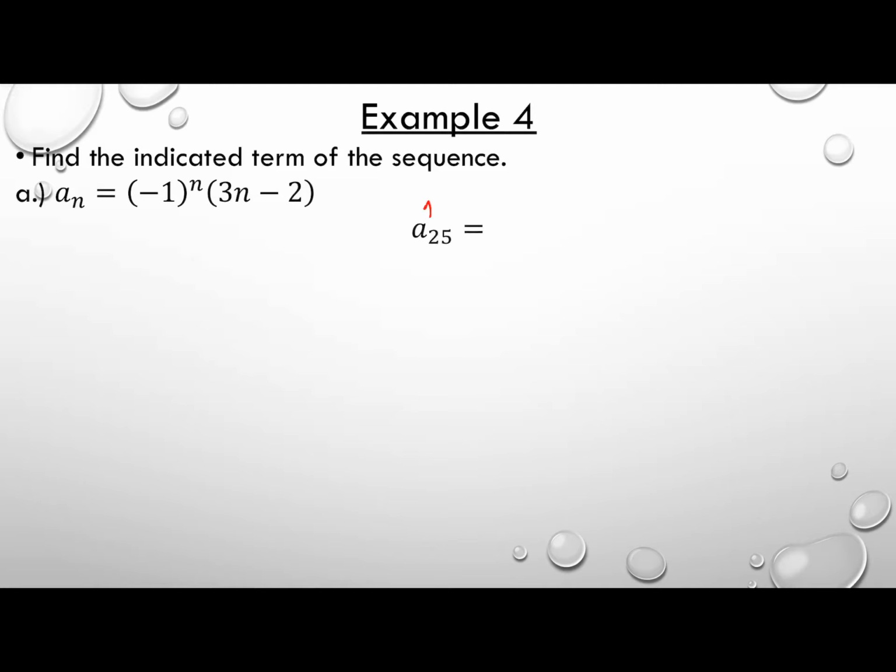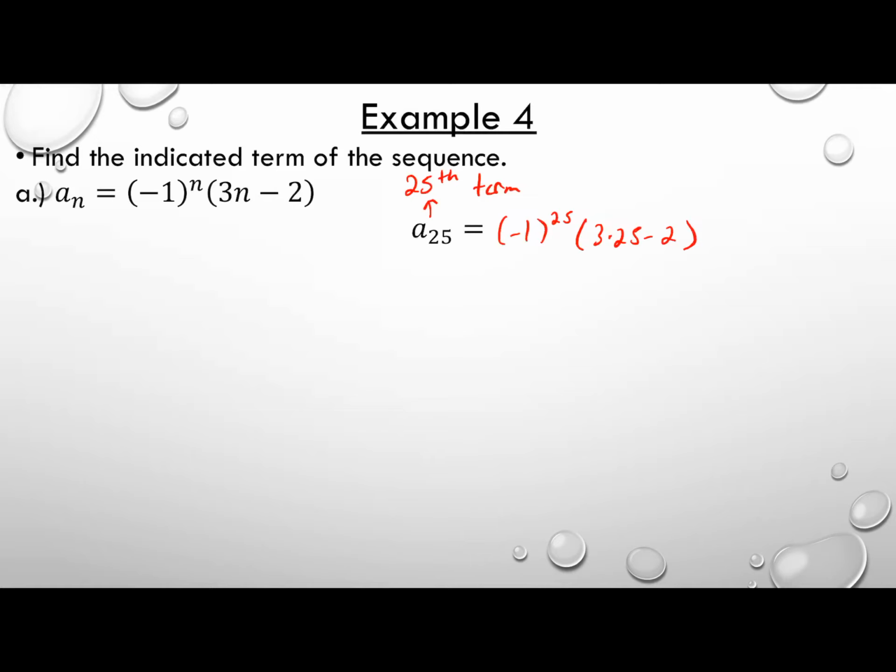So a sub 25. Remember, this means to find the 25th term. So this is asking us to find the 25th term in the sequence. So let's do that. To find the 25th term, we simply plug in 25 for n. So -1 to the 25th power times 3 times 25 minus 2.